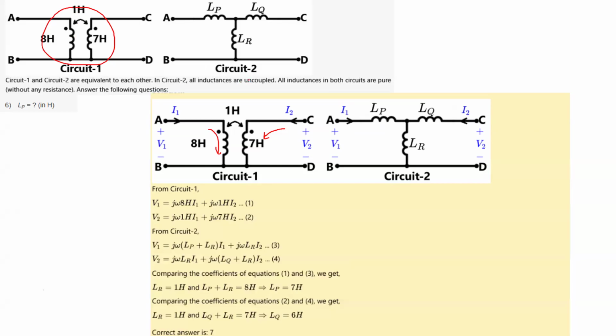Basically they should say not uncoupled, they should say coupled. Actually they have mentioned it wrong, they're coupled inductors, right? Because there's mutual inductance. So these are coupled inductances, which is 8 Henry on the primary side, 7 Henry on the secondary side, and this is the mutual inductance between them.